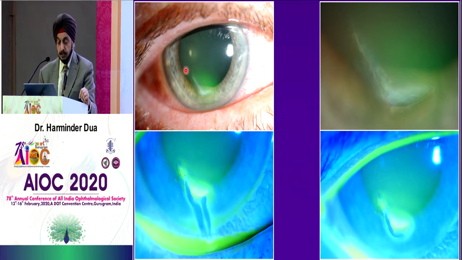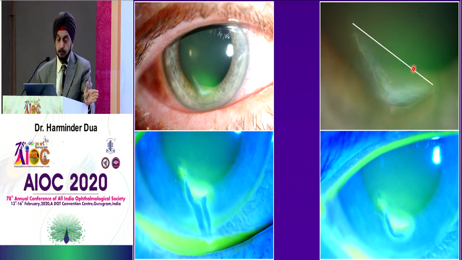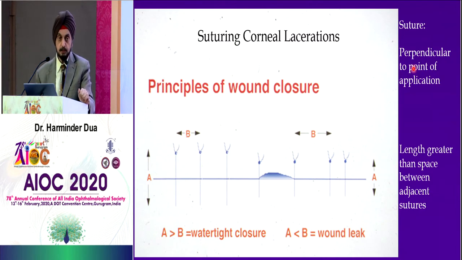Here another patient, you can see a triangular wound, it's leaking profusely, this hinge which is over there is outside the wound, and you have to put your sutures. So what are the principles of suturing?